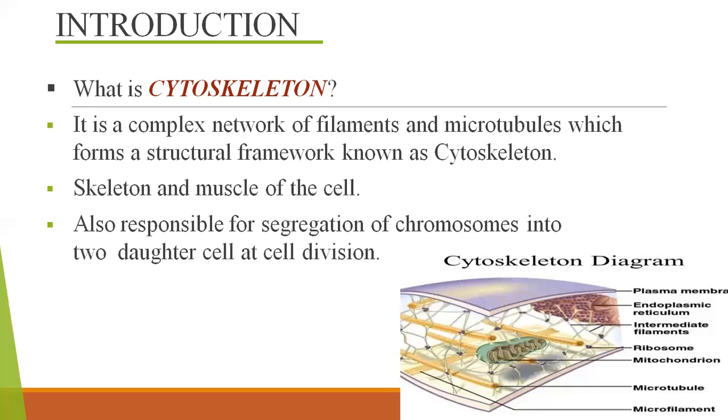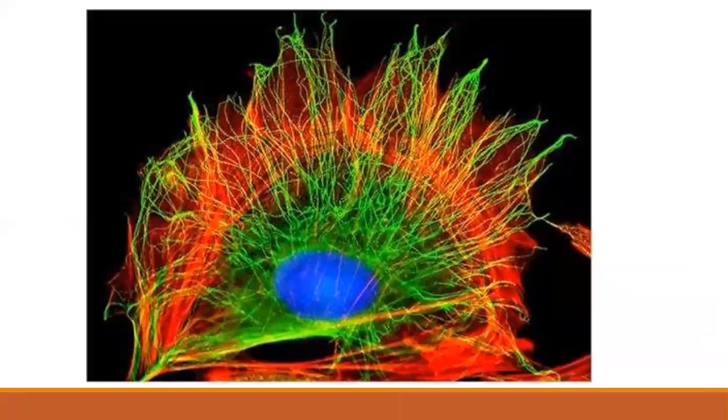So these figures or photographs interpret the cytoskeleton. The plasma membrane and these cell organelles have interconnection between each other by this cytoskeleton. So it is the microscopic picture of the cytoskeleton.